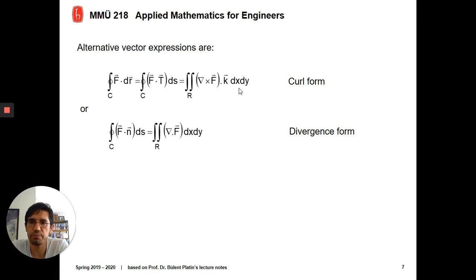It is pointing up. My curl is pointing up in the z direction. So their dot product is actually the magnitude of the curl. Okay, so you could put magnitude parentheses there too. And in the divergence form, I think the divergence form is already explained in this dot product ds form previously, so there's no problem here.